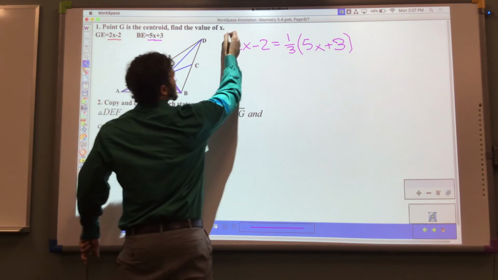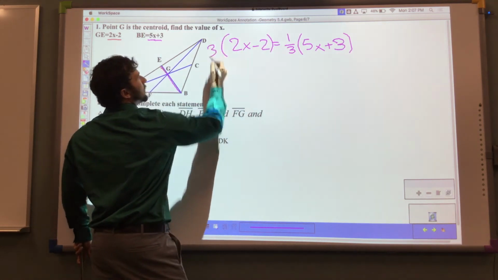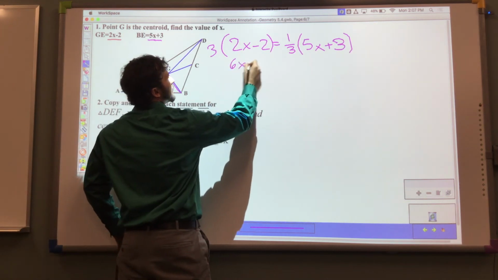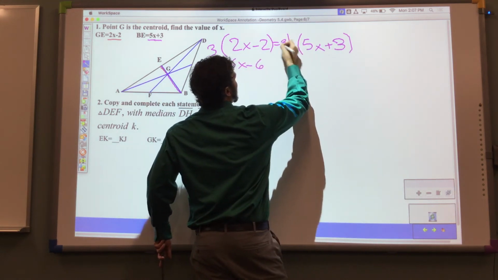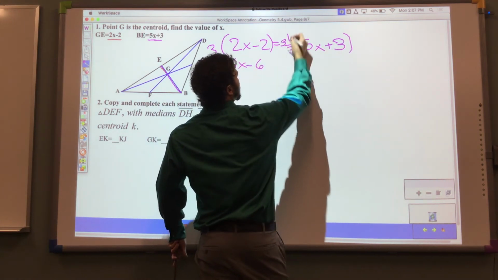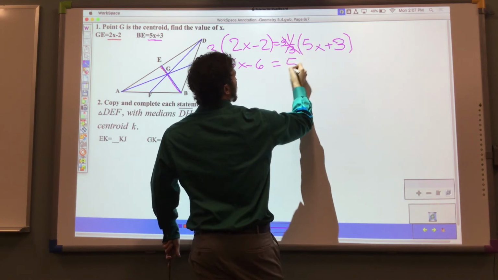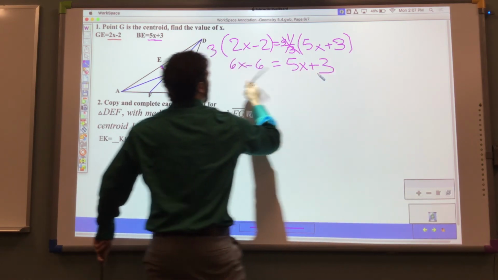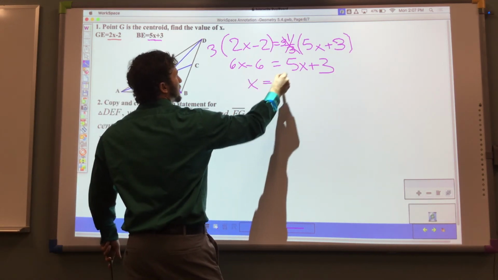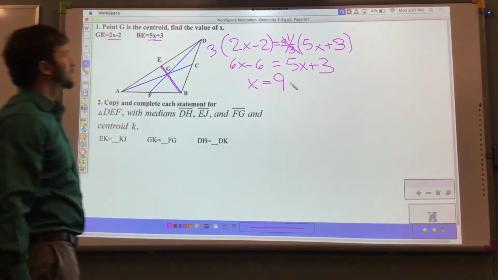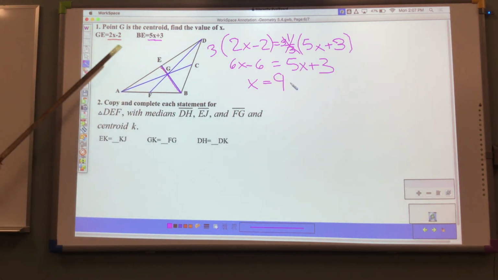So if I multiply this side by 3, I'm going to get 6x minus 6. If I multiply this side by 3, well, 3 times a third is 1. So that goes away, and we're left with 5x plus 3. So we just multiplied the smaller one by 3, essentially. Subtract 5x over, add the 6, and x is 9. If you want, you can check it. Plug in 9. This would be 18 minus 2 is 16. This would be 48. And 16 times 3 is 48, so it works out.